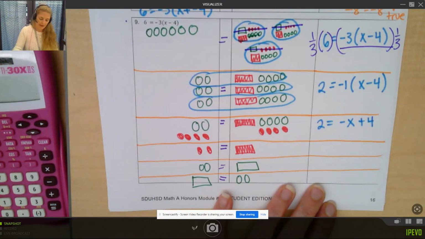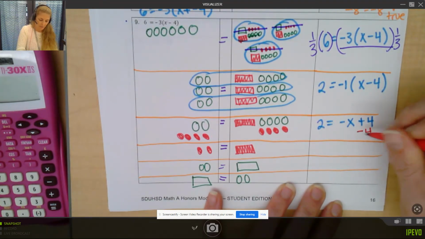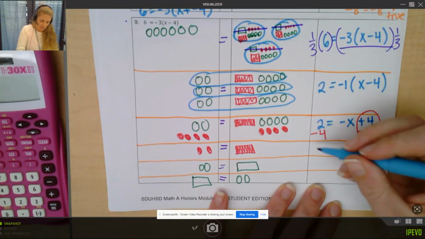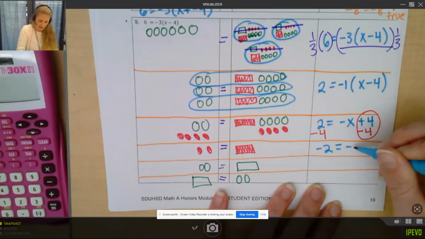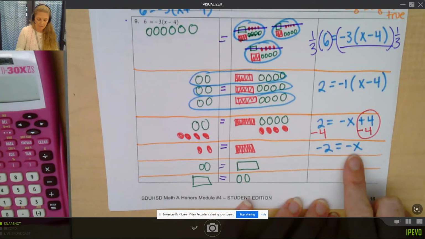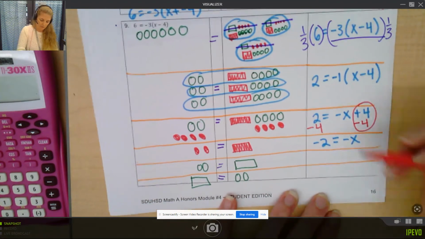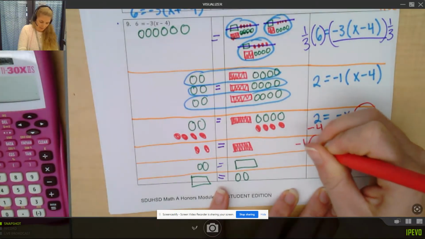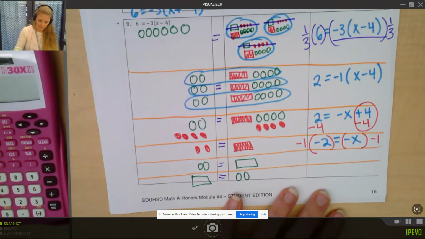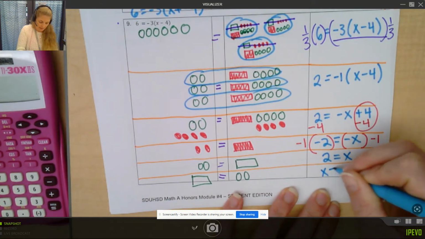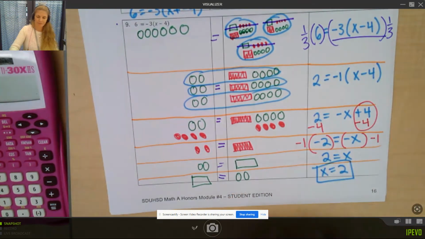From here, we need to get x by itself. We're going to subtract 4 from both sides, making a 0 pair here, and getting -2 is equal to -x. And again, we want to get rid of this -x. We want a positive x. We're going to multiply both sides by -1, taking the opposite of everything to get 2 is equal to x, meaning x is equal to +2.